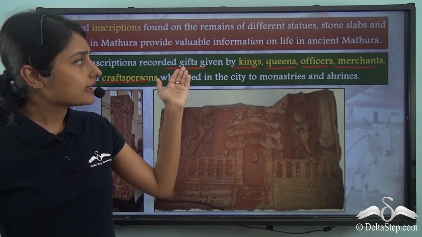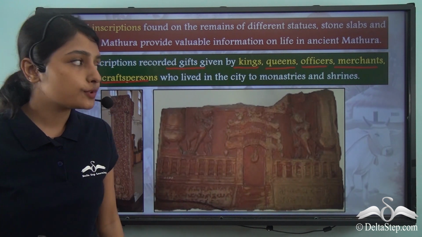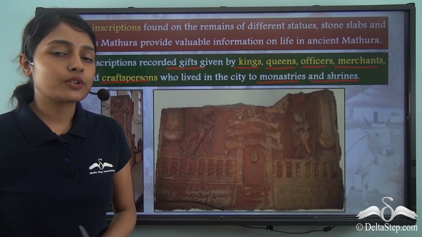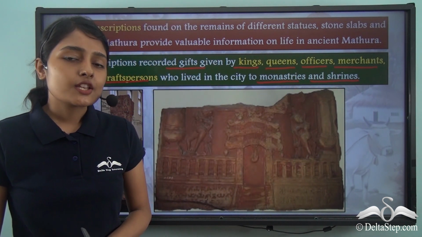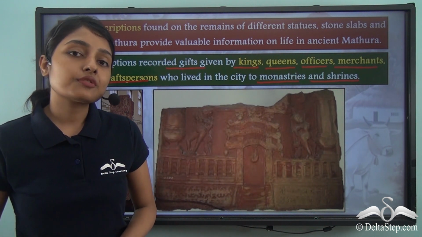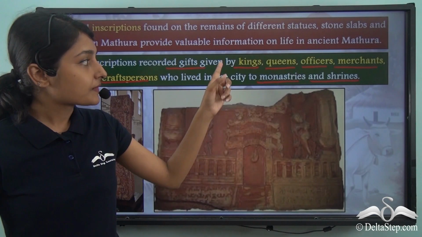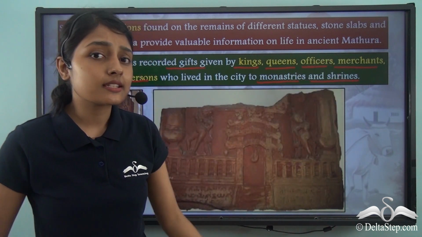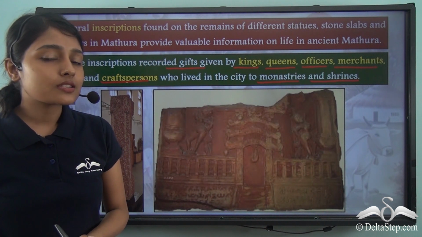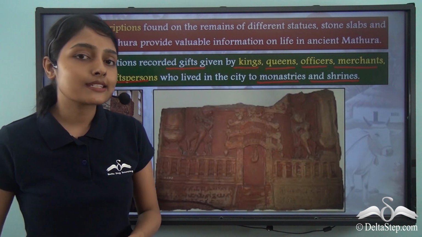And who did these people give the gifts? They gave these gifts to the monasteries, shrines, and the temples that were there in Mathura. So this says how religion has always been a very intricate and essential part of life in Mathura, which is why kings, queens, officers, merchants, and even craftspersons who were not very wealthy at all times also extended gifts towards the monasteries, shrines, and temples.